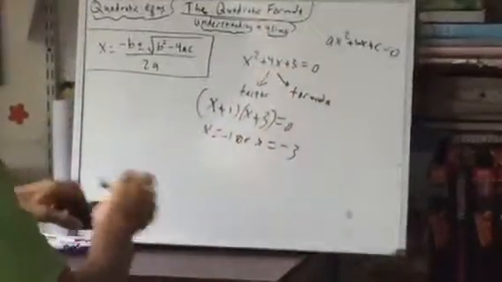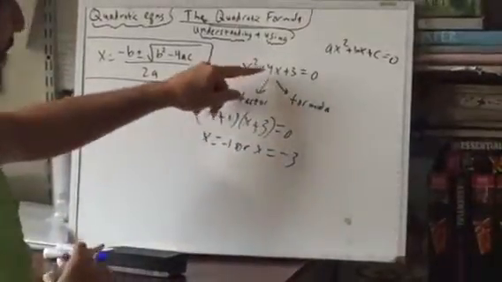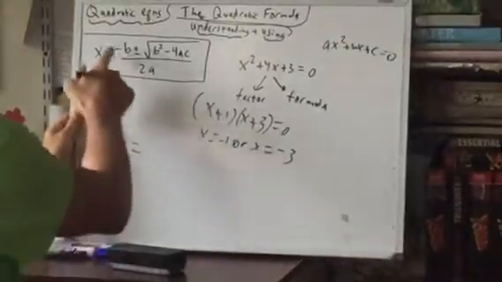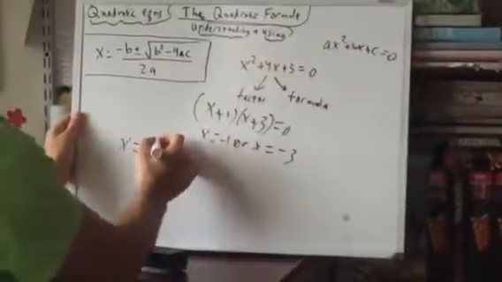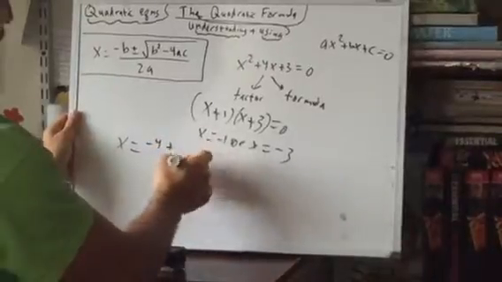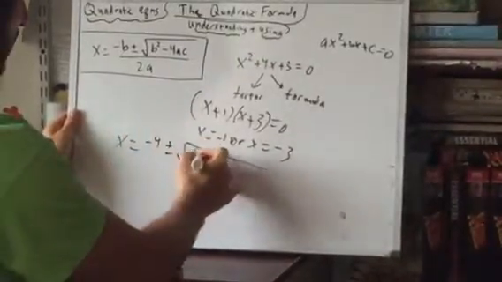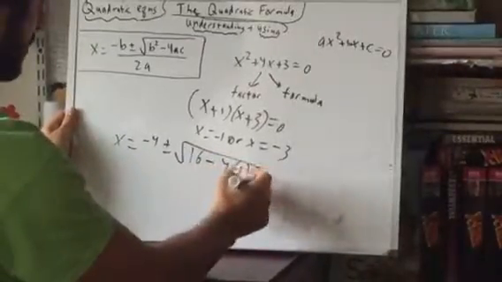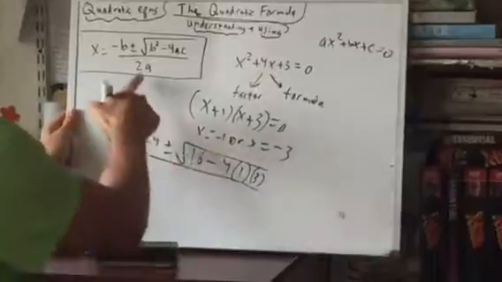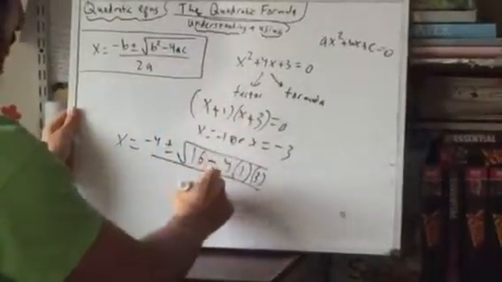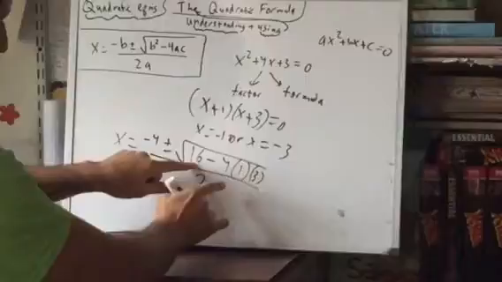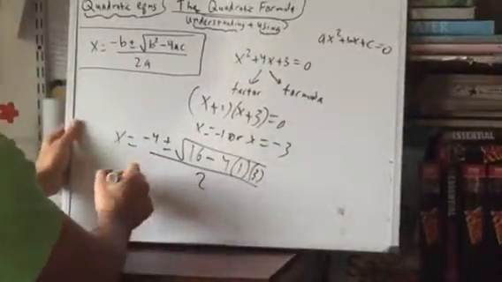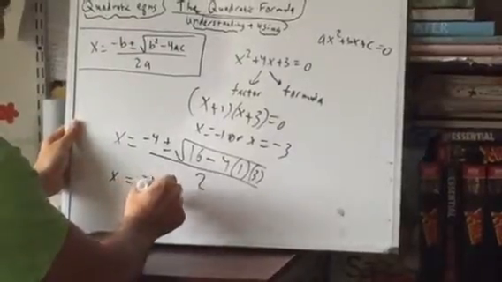So all we're going to do is try to apply the formula to the same problem, and we better get the same things. All right, so our x is equal to -b. Our b is 4, so this is -4 plus or minus the square root of 4 squared, which is 16, minus 4 times 1 times 3, all over 2 times a, which is 1, so that's 2. All right, let's simplify this. 16 minus 12 is 4. The square root of 4 is going to be 2.